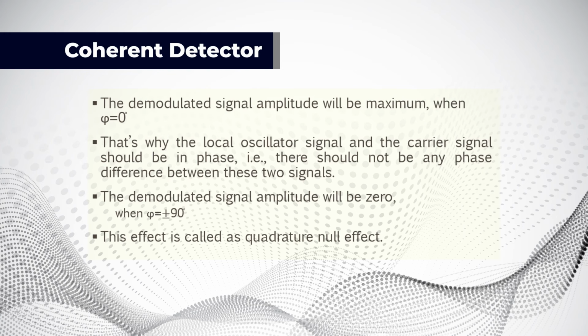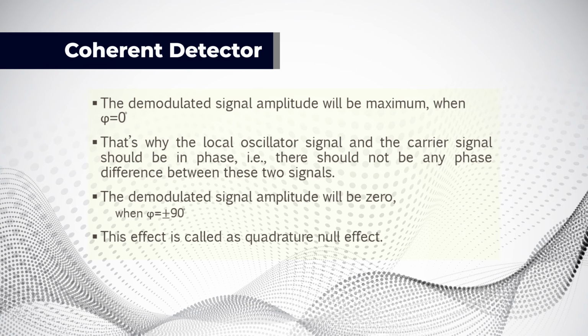The demodulated signal amplitude will be maximum when φ is equal to 0. That's why the local oscillator signal and the carrier signal should be in phase, that is, there should not be any phase difference between these two signals. The demodulated signal amplitude will be 0 when φ is equal to plus or minus 90 degrees. This effect is called the quadrature null effect.